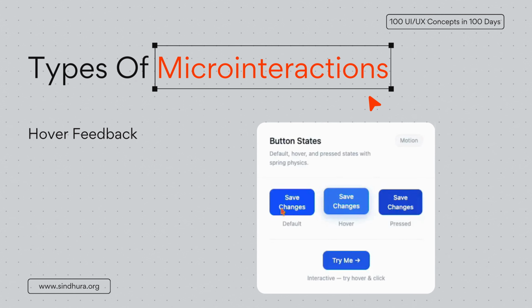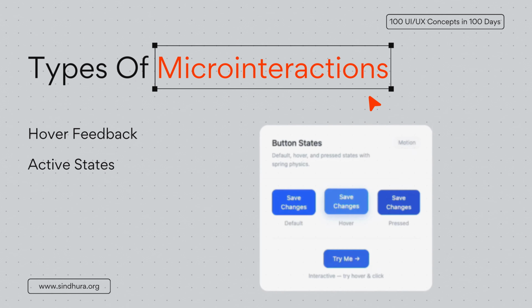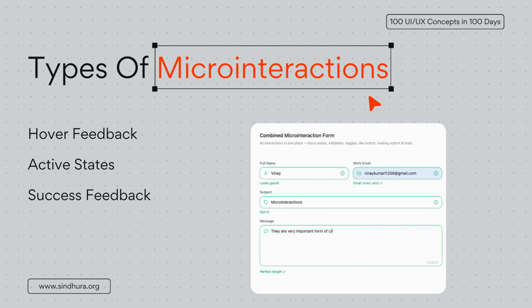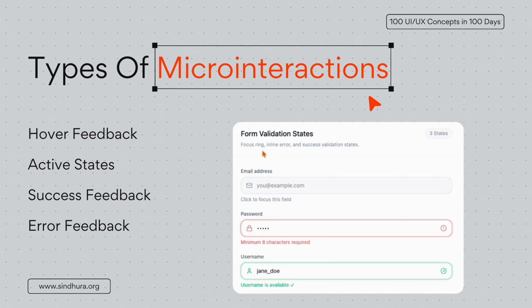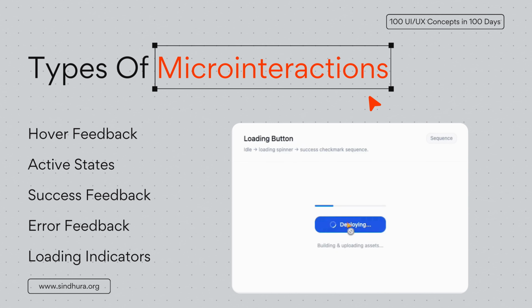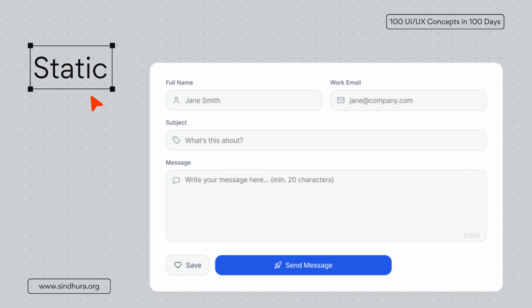Types of micro interactions. Hover feedback, subtle color shift, elevation. Active states, press button animation. Success feedback, checkmark animation. Error feedback, shake animation or red highlight. Loading indicators, progress feedback. Watch this.